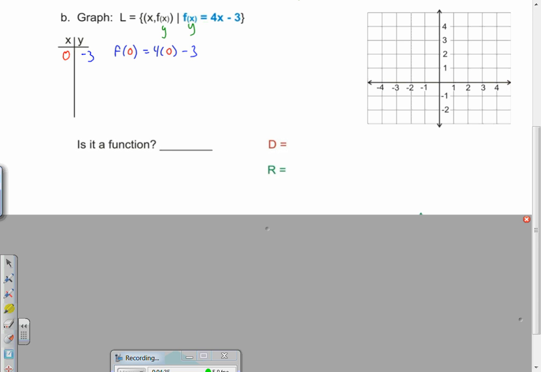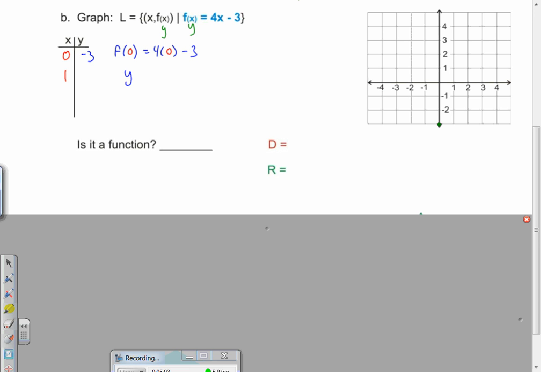So again, domain, you're picking. And look, you can pick 10 if you want, but then you need a bigger Cartesian plane. You can pick -40 if you want, but then you need a big Cartesian plane. If you keep your numbers simple, it'll make life simple. So let me plot this point. 0, -3 is right there. All right, let's see what happens with 1.